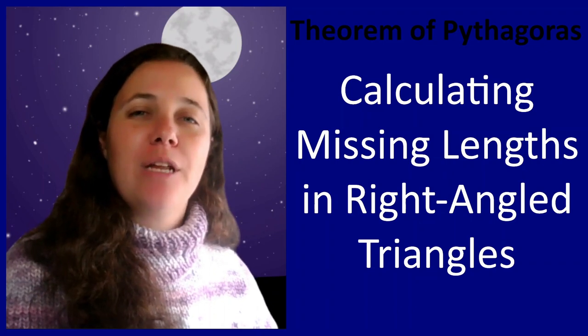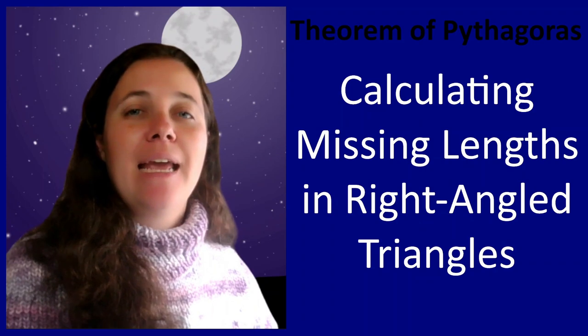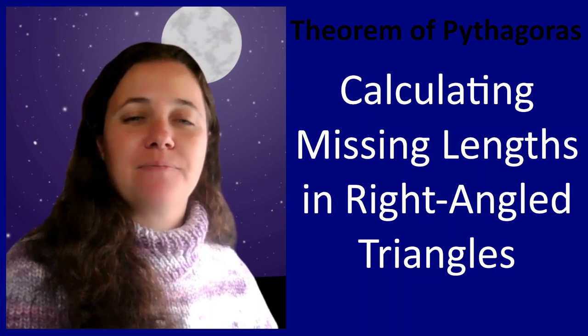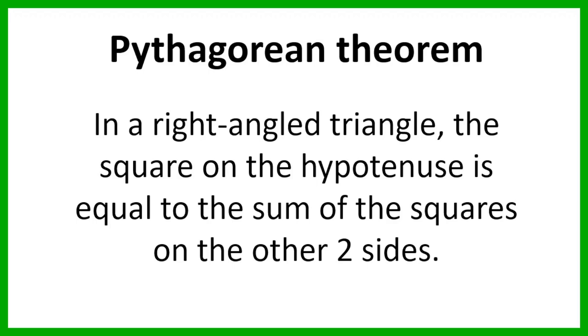Hi, today we're going to be learning how to use the Pythagorean theorem to help us calculate the missing lengths of sides in right-angled triangles. We're going to start off by reminding you about the Pythagorean theorem and what it actually is and how it works.